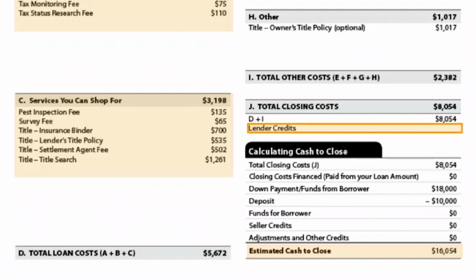So calculating cash to close, it shows the closing cost. It shows your down payment. It shows your deposit that you made when you made the offer to the seller. And then the estimated cash to close would be $16,054. Why? Because the closing costs were $8,054, and then you have your down payment, but then you have your deposit. So if you subtract the deposit from those other two items, the difference is $16,000. Hope that makes sense. Now let's move on to page 3.